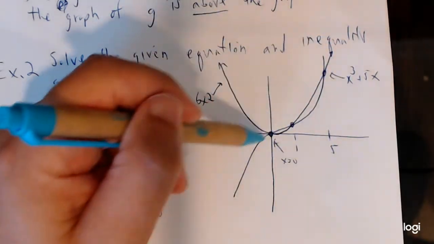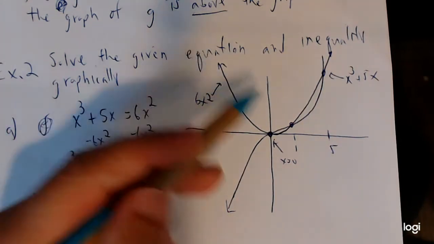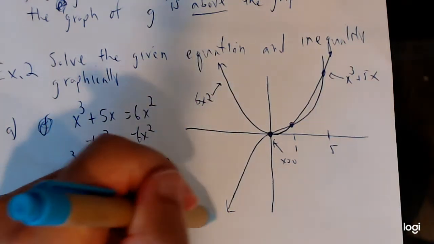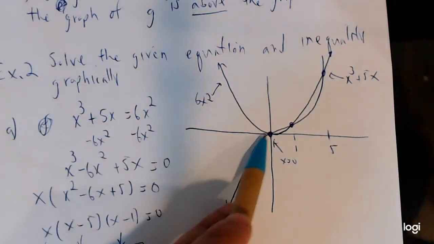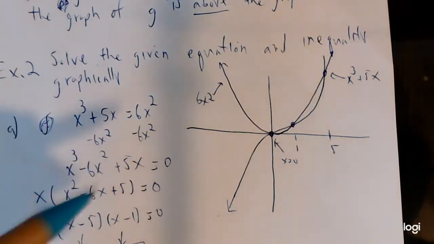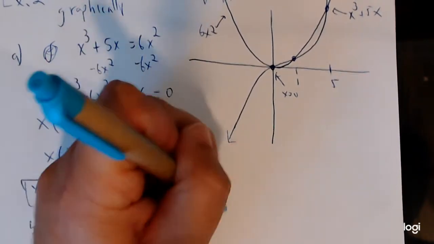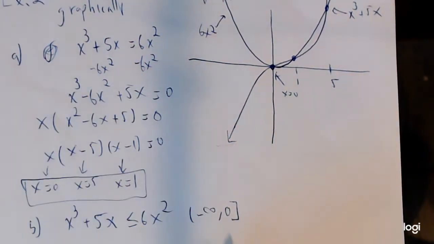This is the graph of x cubed plus 5x. So x cubed plus 5x is below 6x squared where? All the way from like here, right? From negative infinity to 0. And then from 0 to 1, it's actually above, so I don't want that. So my answer is going to be what? So far it's going to be from negative infinity to 0, including 0, because at 0 it's equal to.